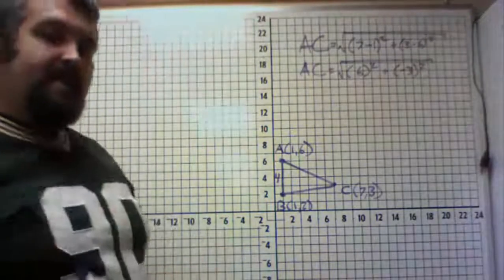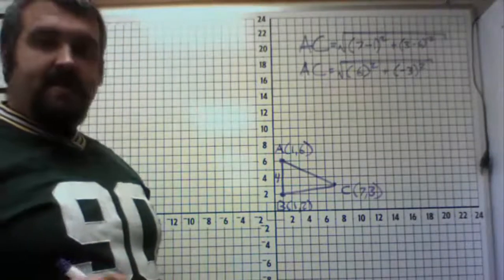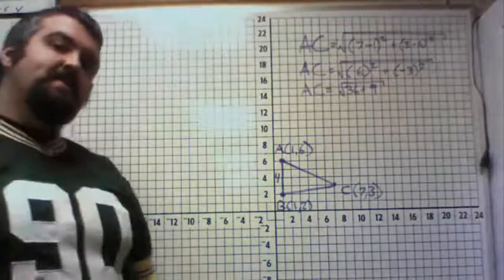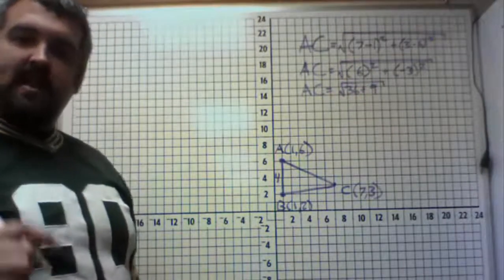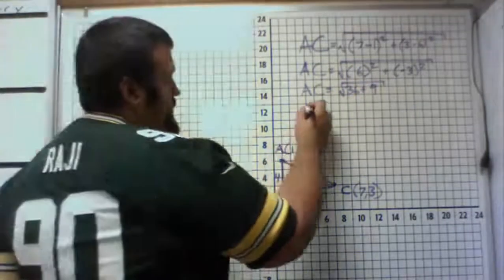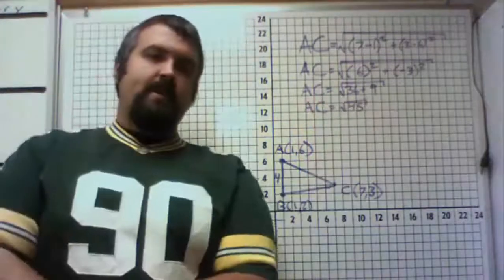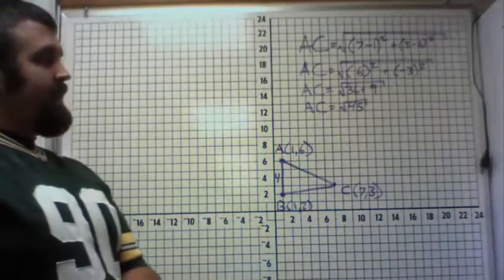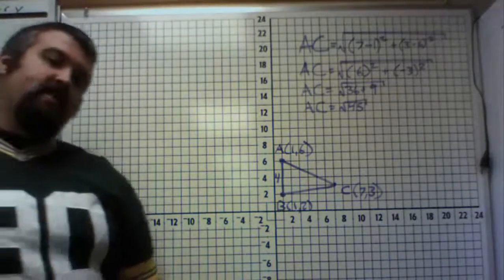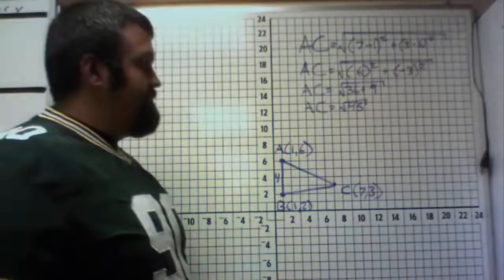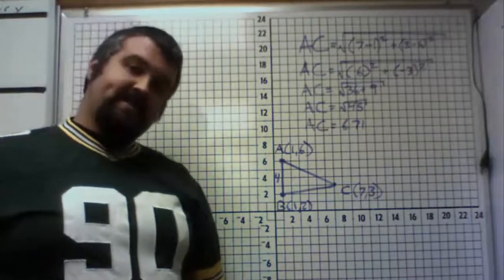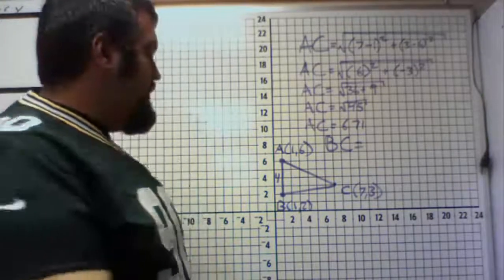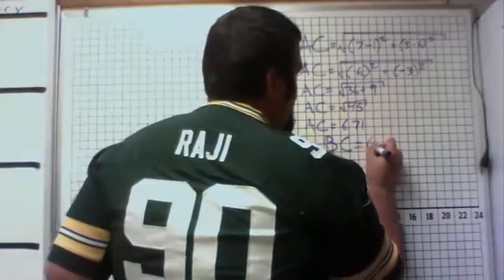7 minus 1 is 6, and 3 minus 6 is negative 3. Squaring both of those, I get 36 plus 9. At this point, I just add them together. I'm going to get the answer of square root of 45. Because I'm going to be eventually looking for the perimeter, I would probably just plug this in my calculator. And when I punch it in my calculator, I actually get 6.71. Do the same thing for length of line segment BC. And when you get all done, you get the square root of 37, or 6.08 when you round.